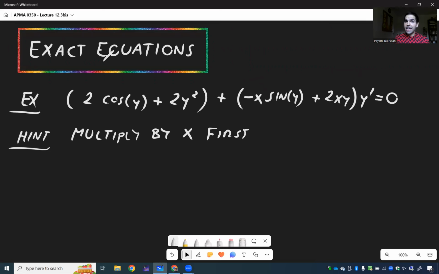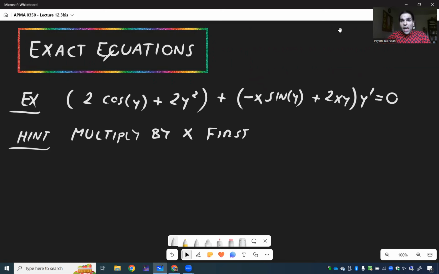Now let's solve an exact equation, and in particular, let's solve (2 cos y + 2y² + x)... minus x sin y plus 2xy) times y prime equals 0. And here the hint is multiply by x first. We'll need it in a sec.